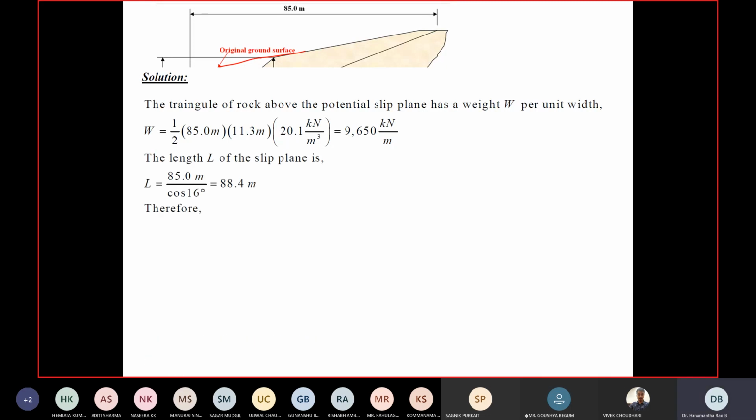So this is the length. So follow the cos law, because I know the base length and I want to determine the hypotenuse. So I can use cos 16. Cos 16 is nothing but the base length, that is 85 meter, divided by the hypotenuse, that is L, which is to be calculated.